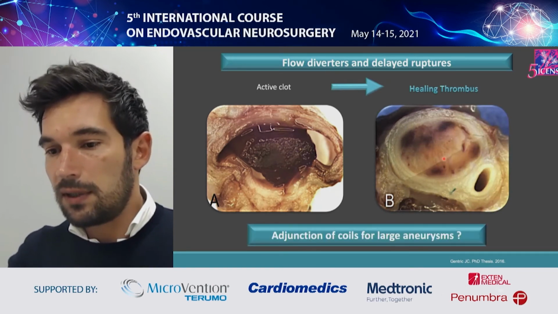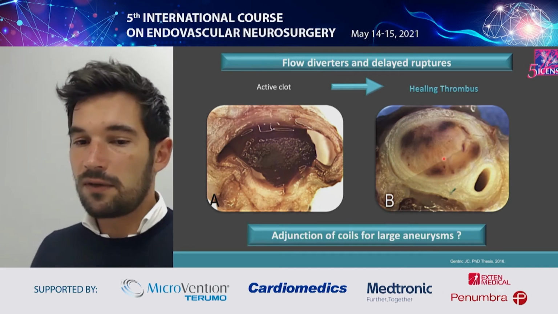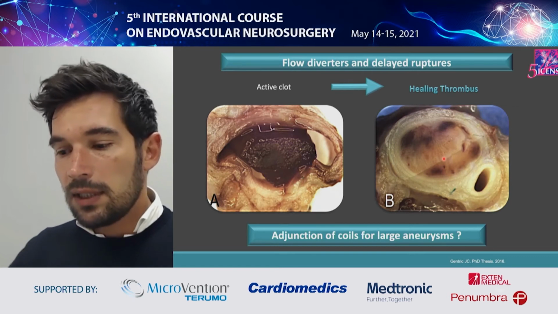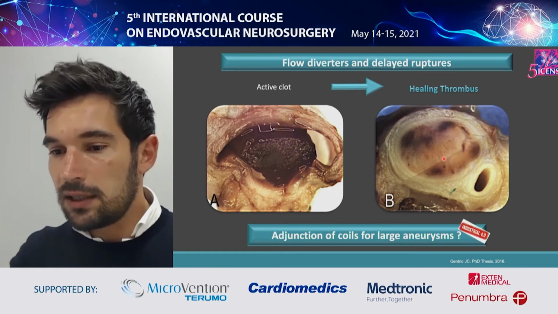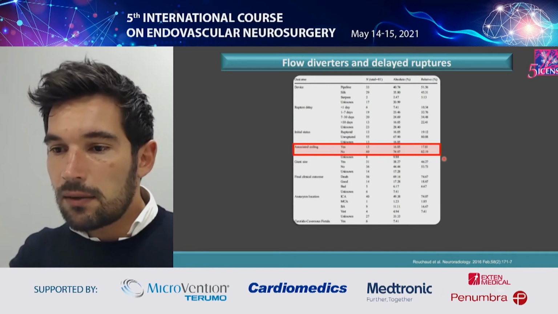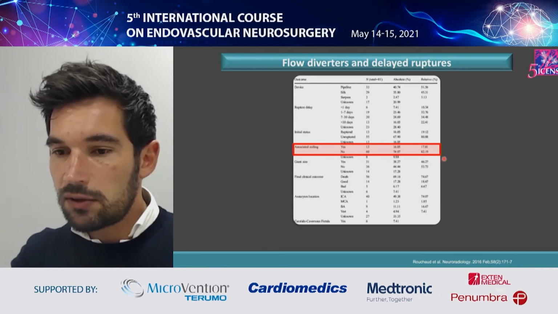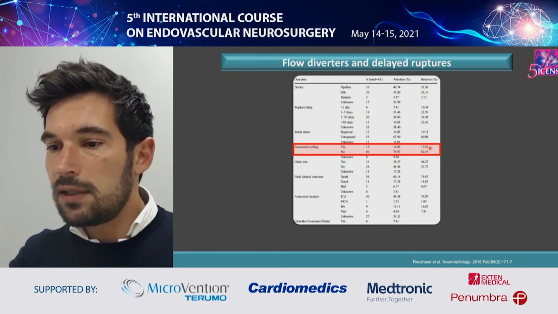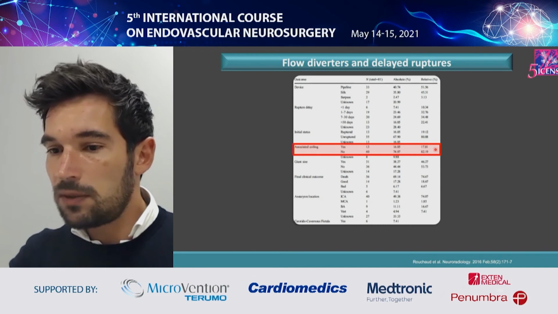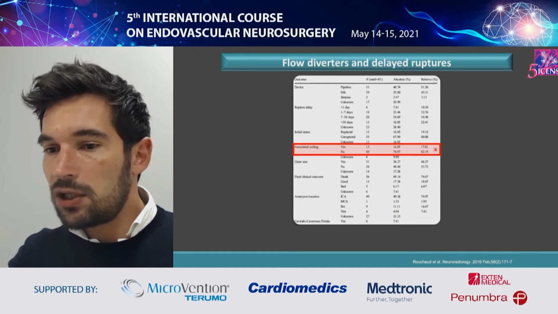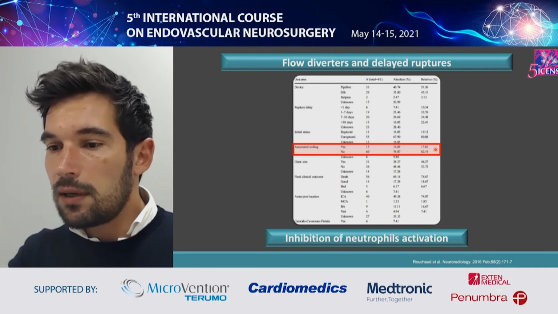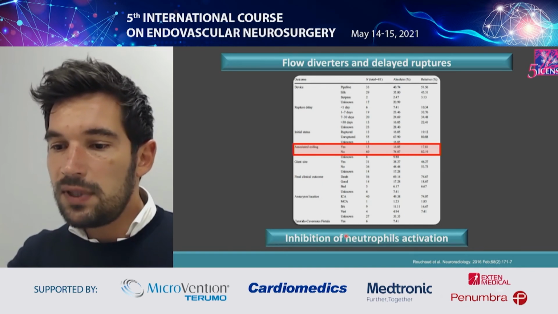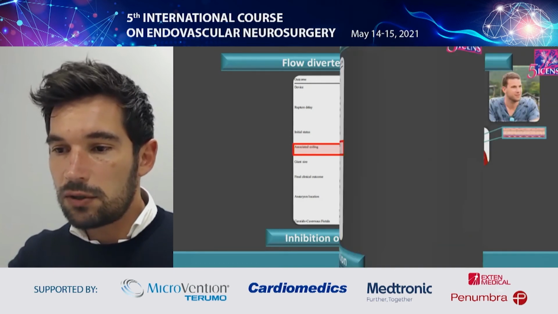Some of us, and this is probably what most of us do, use adjunctive coils for large aneurysms. This is an option given by industry. But in fact, when we look at delayed ruptures in the literature, there was associated coiling in about 18% of cases, which means that adjunctive coiling doesn't prevent delayed rupture in all cases, and the option is to inhibit neutrophil activation.